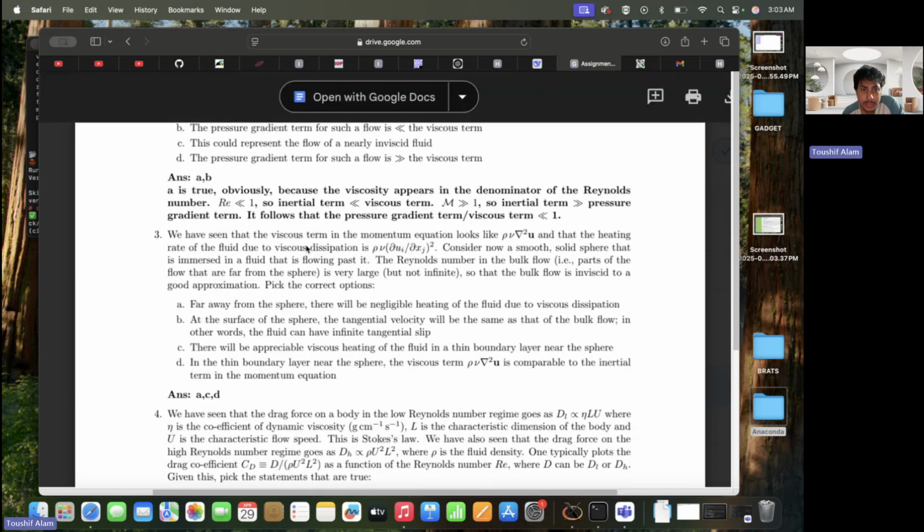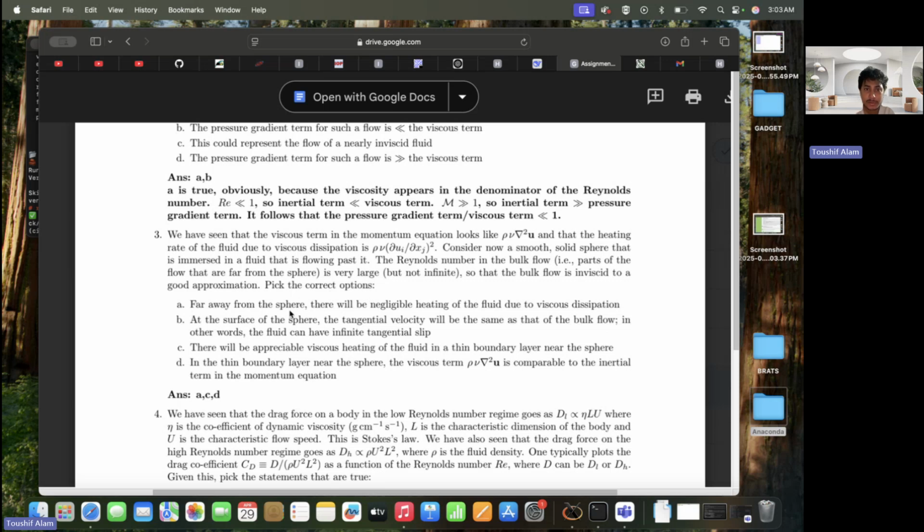Question number 3, we have seen that the viscous term in the momentum equation looks like rho nu del square u, and that the heating rate of the fluid due to viscous dissipation is rho nu (del u by del x) square. Consider now a smooth solid sphere that is immersed in a fluid that is flowing past it. Reynolds number in the bulk flow, that means parts of the flow that are far from the sphere, is very large, but not infinite. So the bulk flow is inviscid to a good approximation. What will be the correct options?